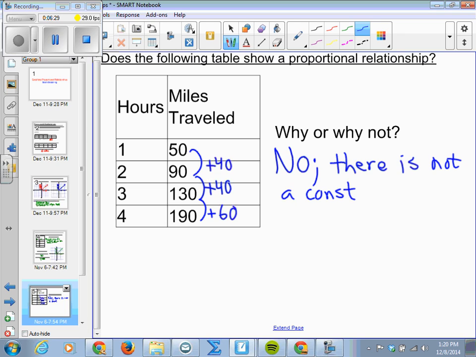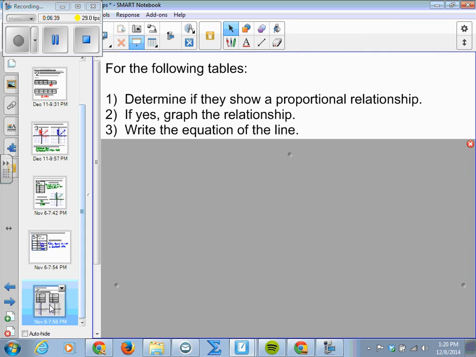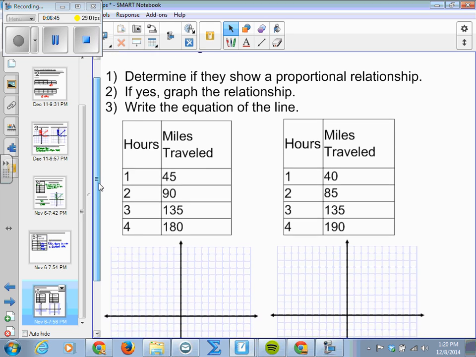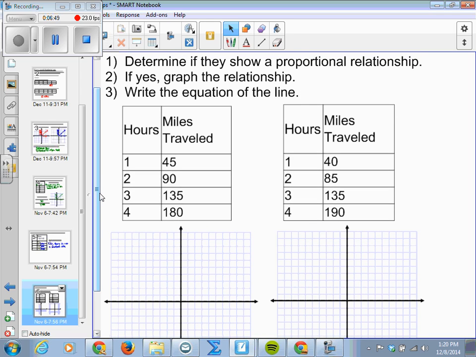This leads us into two examples that you should try on your own. So why don't you go ahead and pause the video as I work through. Answer these questions. For the following tables, determine if they show proportion. If yes, we're going to graph it and write the equation of the line. So the video's not paused, it should be.